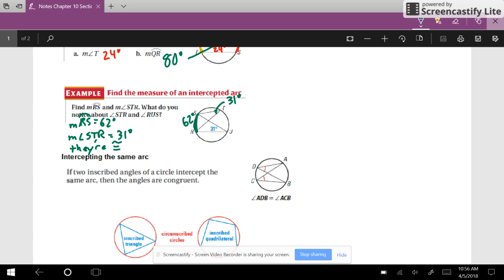Which leads us into this next section. This next section says anytime that we have two angles that have the same arc, they're going to be congruent to each other. So you can see in this picture, arc AB, that's the arc made by angle D and by angle C. They both make the same arc, therefore they have to be congruent to each other. That's helpful to know.